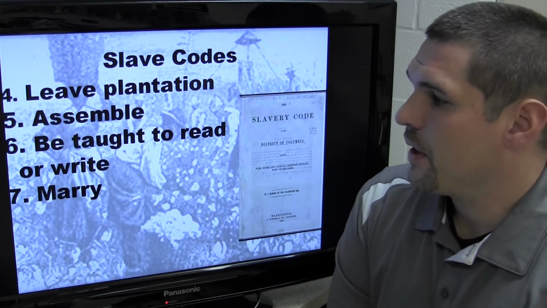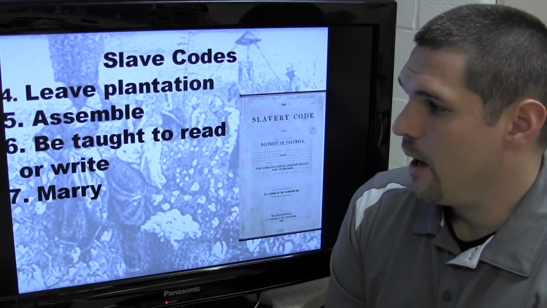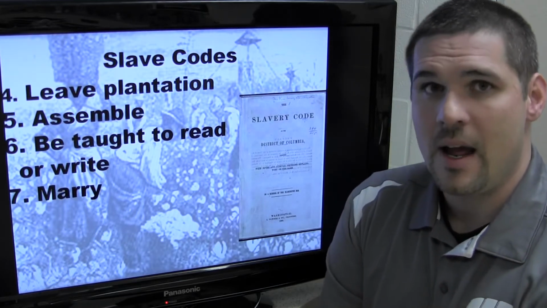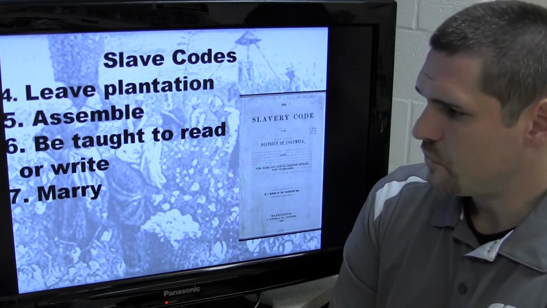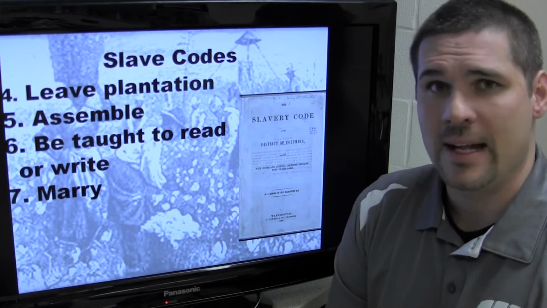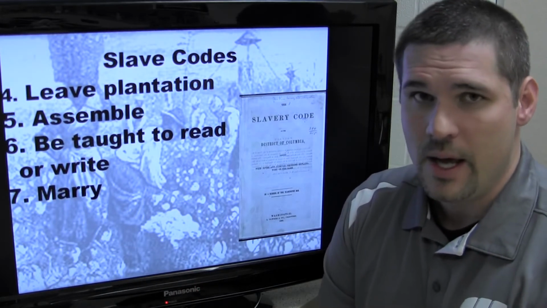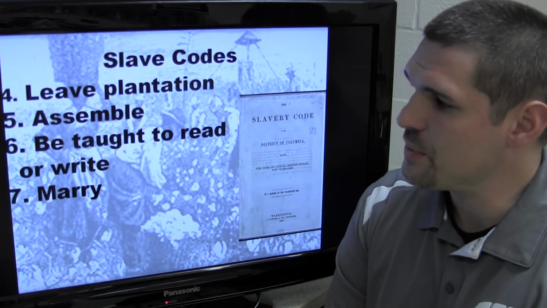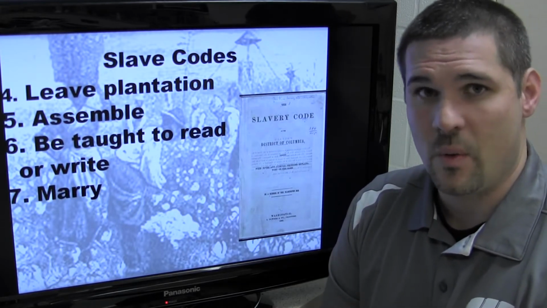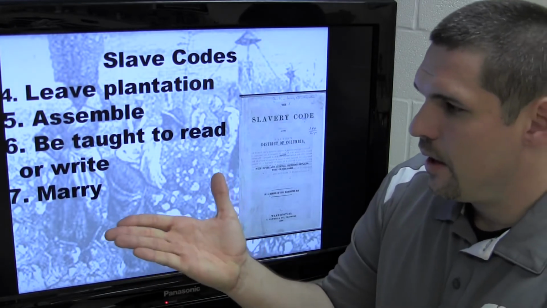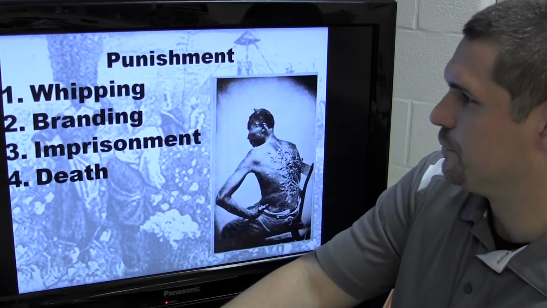And the last one, slaves could not marry. However, the slaves did have marriage ceremonies called jumping the broom. Some slave owners allowed that to happen, and even took part in these jumping the broom ceremonies, but some slave owners did not allow it whatsoever, because the man and the woman were property of the slave owner.